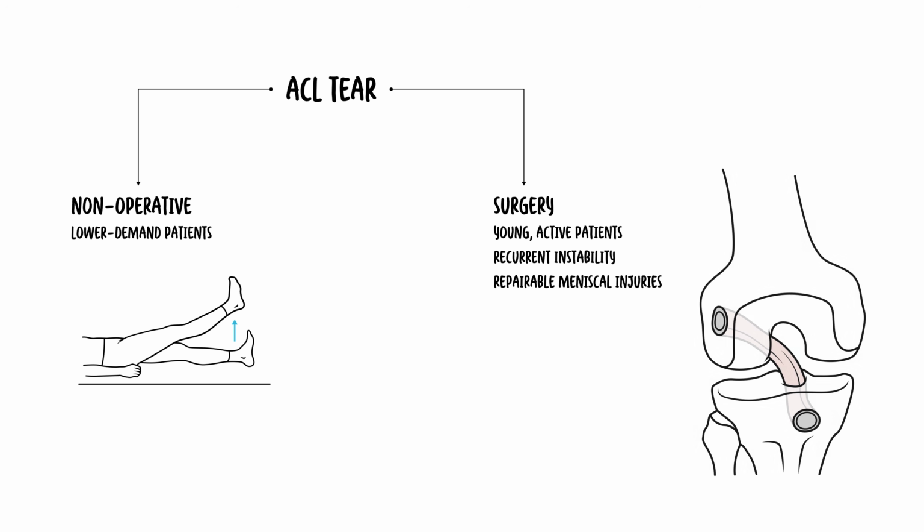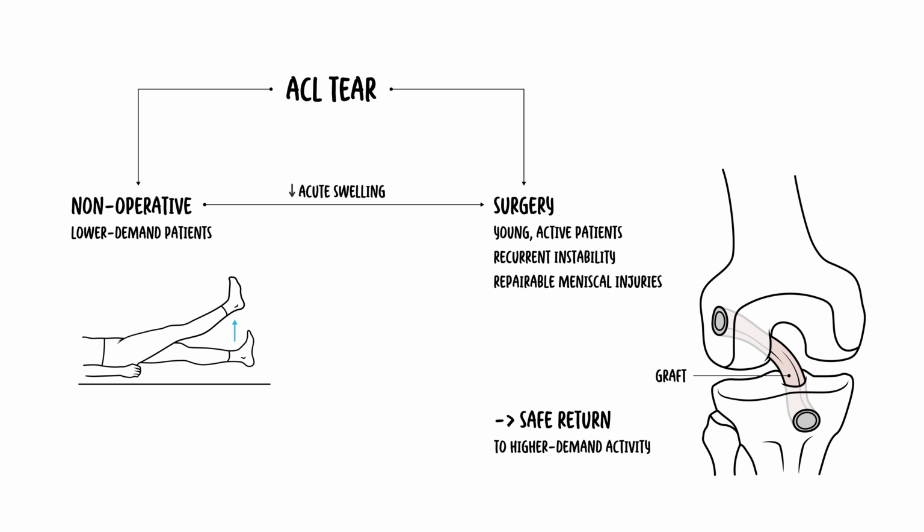An ACL reconstruction essentially replaces the torn ligament with a graft, rather than suturing the ligament ends together in the usual case. The aim is not simply to create a stable knee on examination, but to restore function, reduce instability episodes, and support safe return to higher demand activity. Timing is individualized, but surgery is usually delayed until acute swelling settles and range of motion, particularly extension, has been restored, because operating on a stiff, inflamed knee increases the risk of post-operative stiffness.